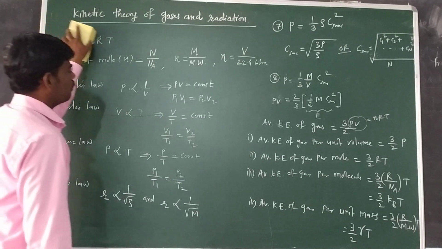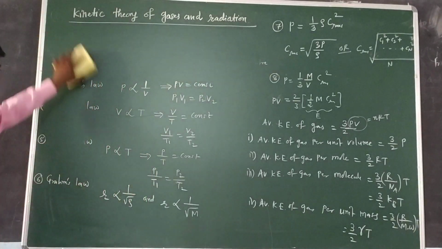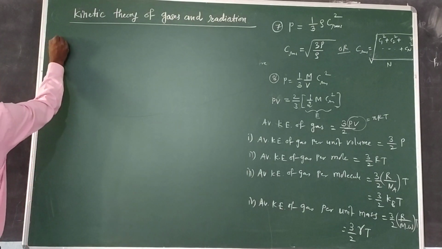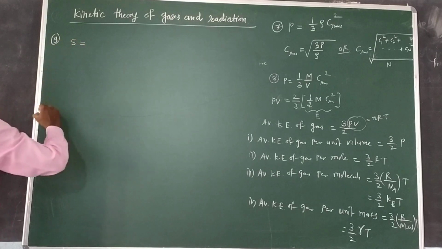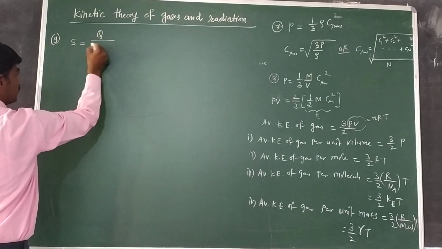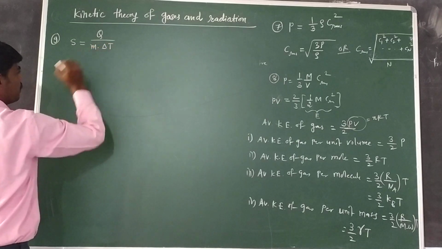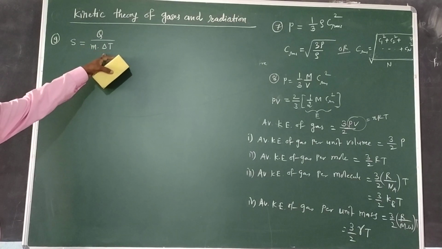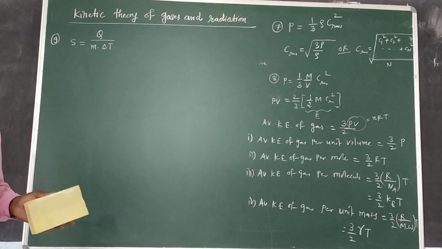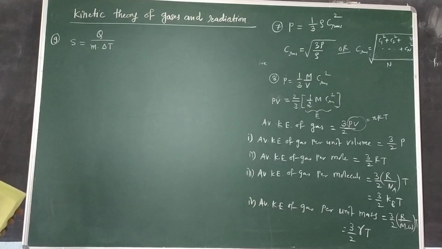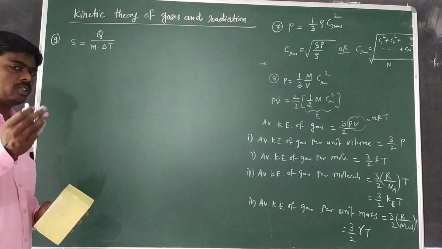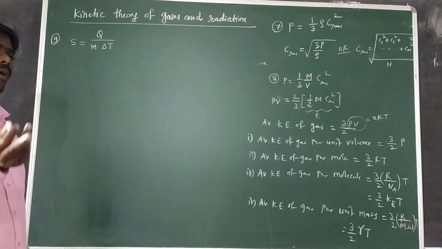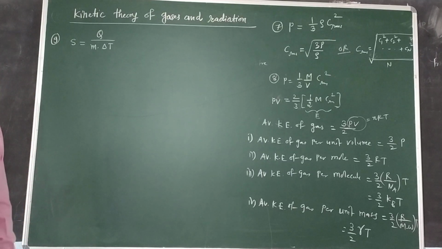Later on, the 9th important formula: specific heat of substance. The specific heat is nothing but amount of heat per unit mass per unit rise in temperature. Remember, specific heat for gas is of two types: molar specific heat and principal specific heat. And the specific heats are obtained for two different conditions: one is at constant pressure and the other is at constant volume.